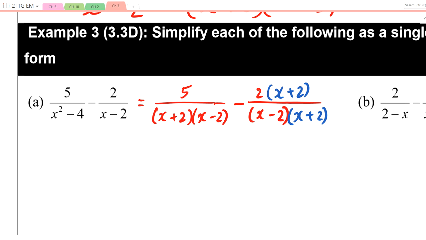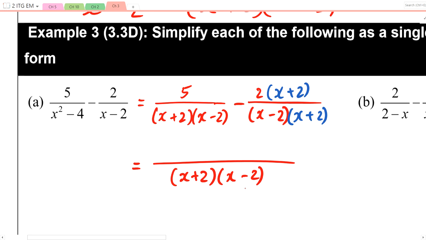Here's where your Sec 1 work comes back to haunt you. For those who have not mastered it yet. Denominator is x plus 2, x minus 2. Numerator, 5 minus 2x plus 4. Am I right? Am I right? You dare to nod your head, huh? Where wrong? Is it plus 4 or minus 4?